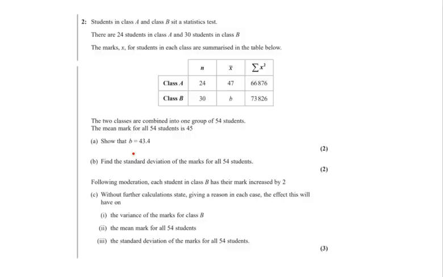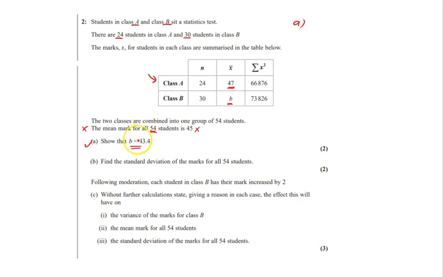Question number 2. The question says we have two classes, class A and class B. Class A has 24 students and class B has 30 students. The table is giving us the mean for class A as 47, but the mean for class B is not known, and they're asking us to show that the mean is 43.4. But they have given us extra information. They have told us that the mean of all the 54 students, when you join them together, is 45. So let us try to answer this first part, question A.